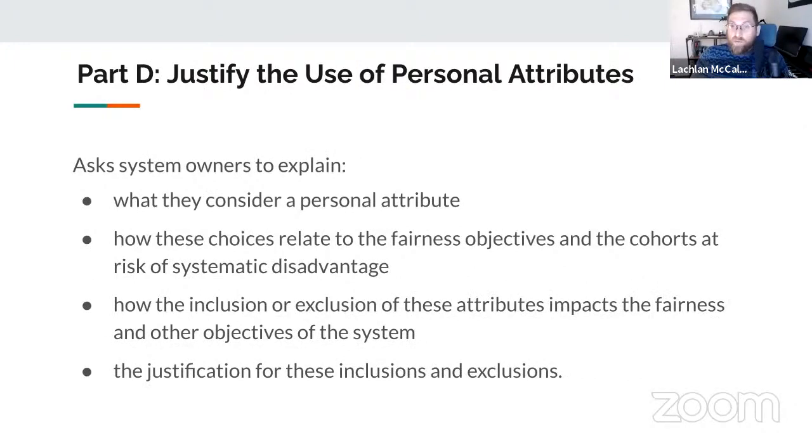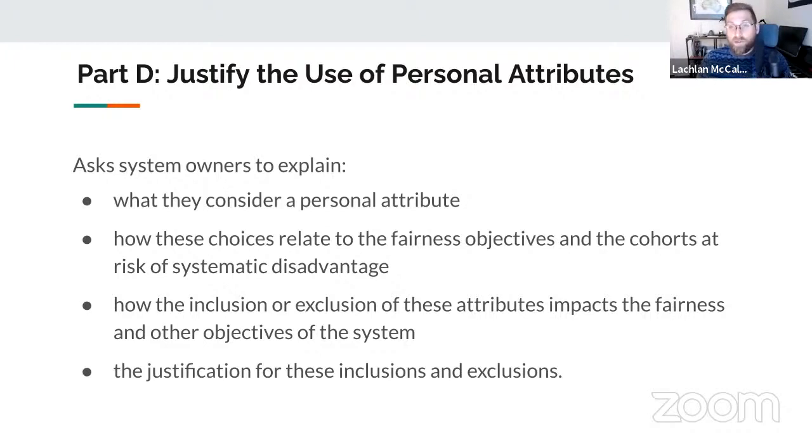In part D, we approach the part of the FAccT fairness principles that asks banks to justify the use of personal attributes. Now, in addition to a lack of specific regulation on protected classes, as Grace mentioned, there's also no universal rule about the notion of personal attributes as used in the FAccT principles. So again, we have to ask the banks to state their choices and justify them to allow those choices to be critiqued by the assessors.